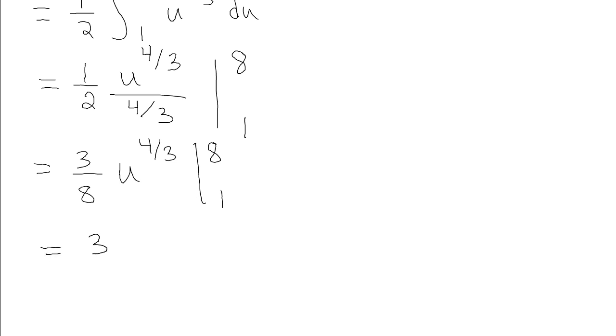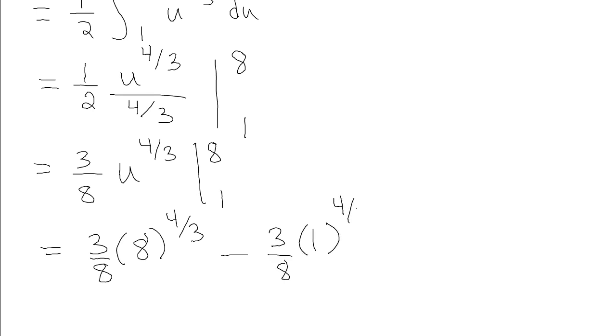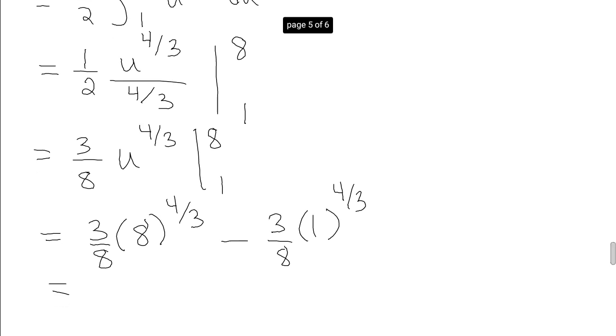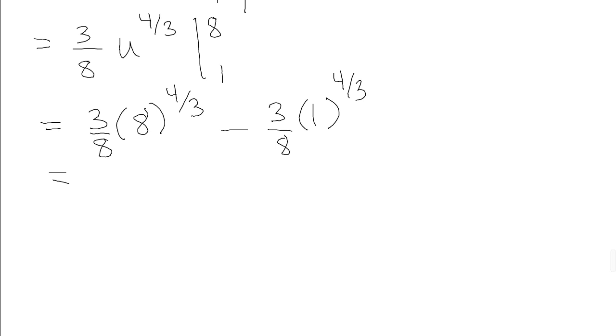And so if I do that, I get 3 over 8. We plug in the top bound first, so that's 8 to the power of 4/3. Minus, then we plug in the bottom bound. So it's going to be 3 over 8 times 1 to the 4/3. Okay, so working this out, you could use your calculator. I'm going to try to use my brain here. We'll see how it goes.